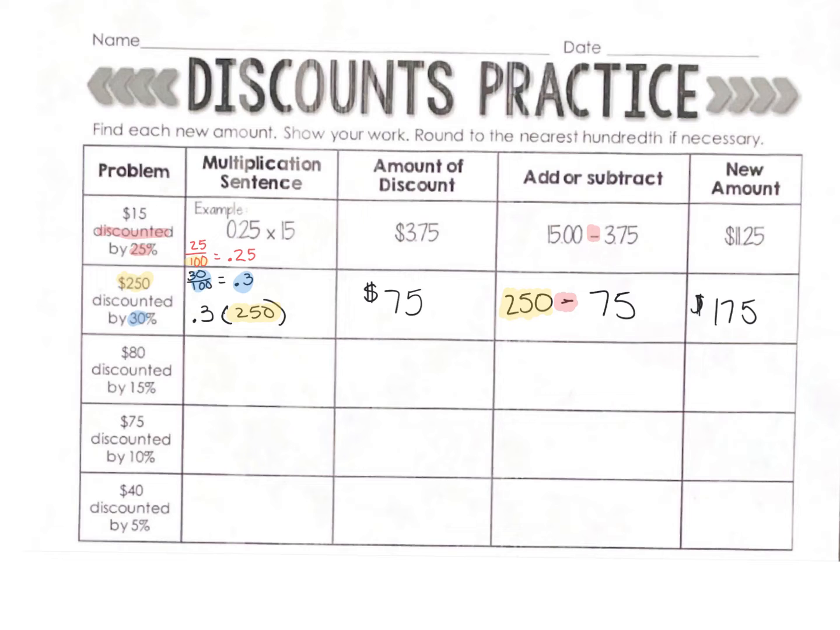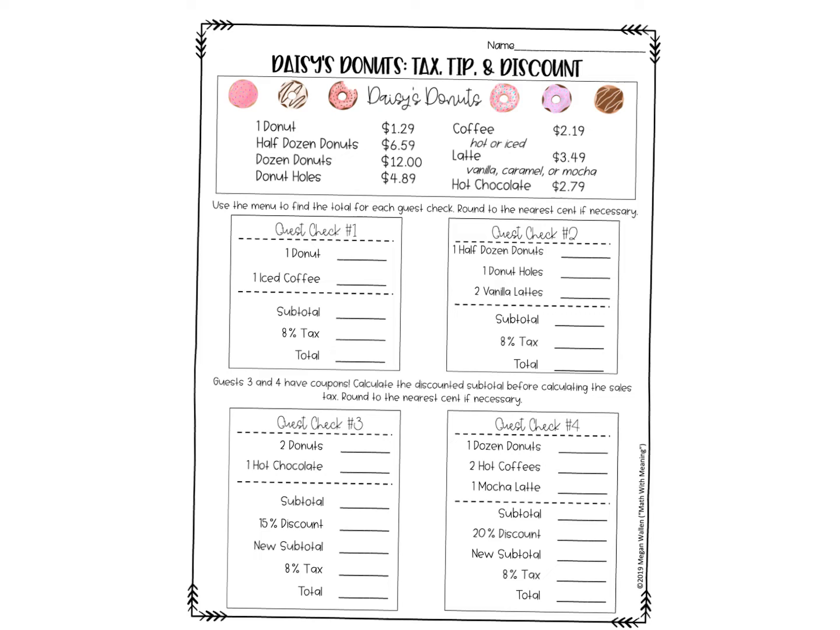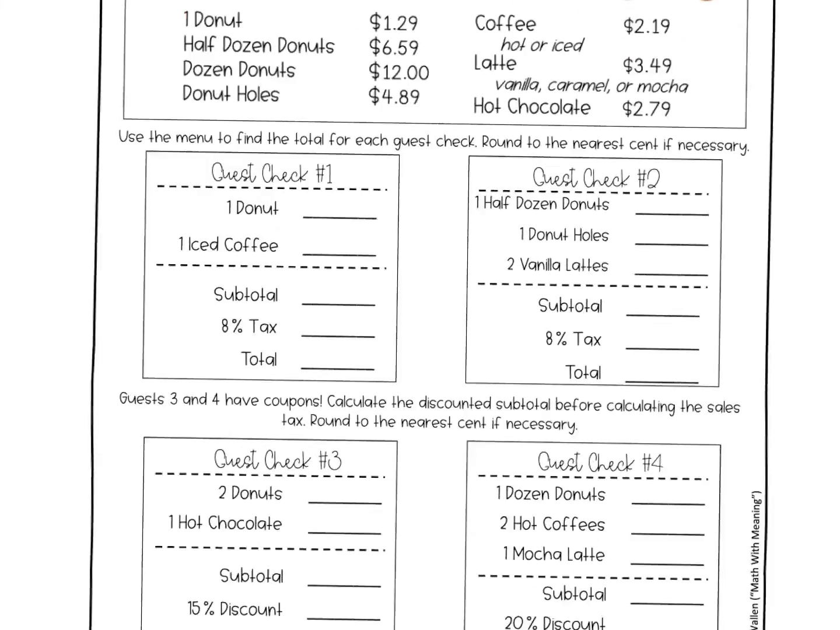Okay, so you guys will be working on this table, and then when you're done with this, you're going to do this discount donut activity, and I'm going to show you how to do that. Okay, in this activity, you are going to be finding the price of orders from Daisy's Donuts, and you're going to have to calculate the tax or the discount, or maybe even, if you're nice, you'll leave a tip. So how do you do that? Well, let me do an example.